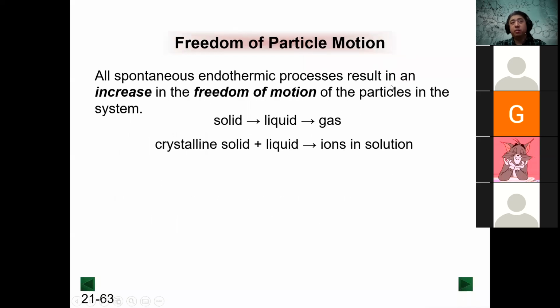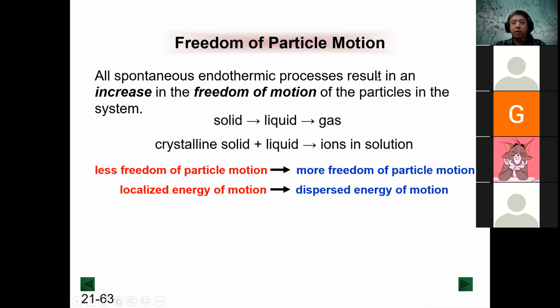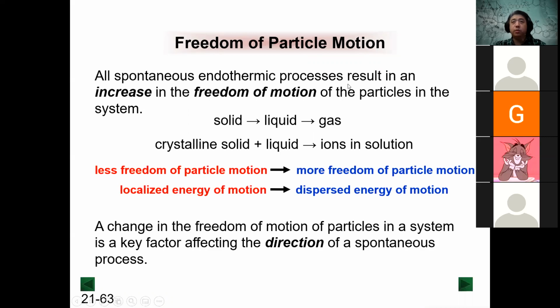Freedom of particle motion, this is the main thing. This is what makes something spontaneous. You have the freedom to move around. That is what essentially makes this spontaneous.